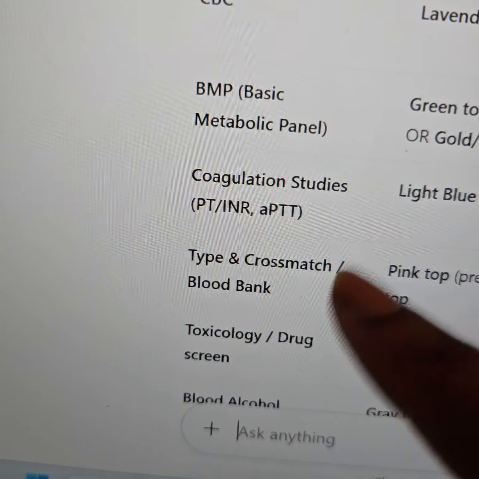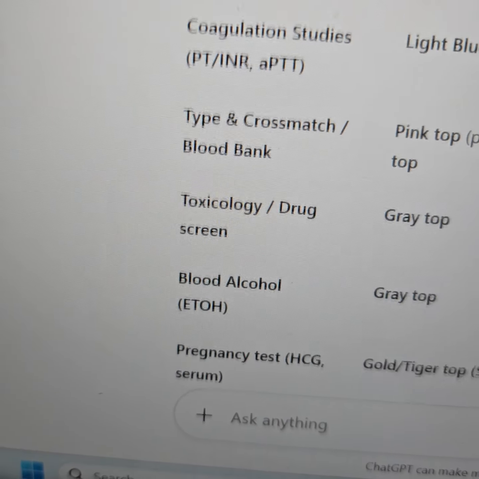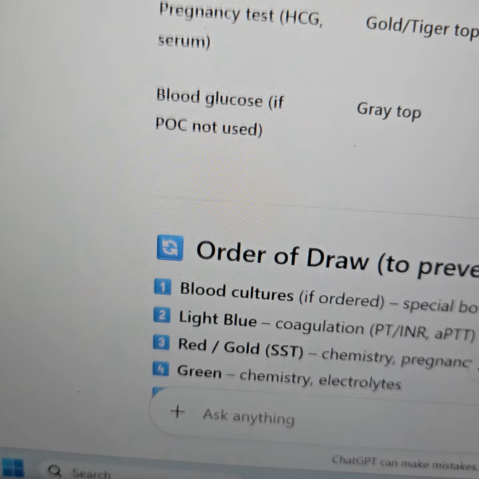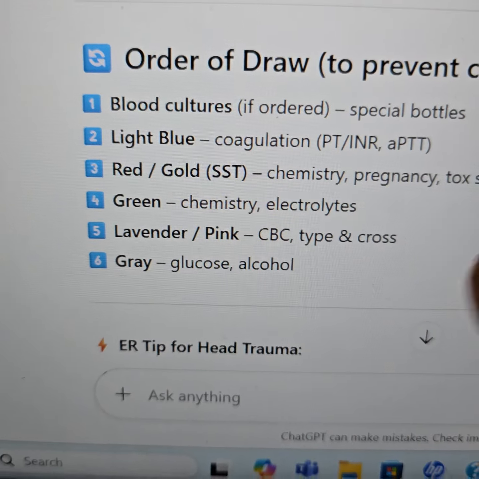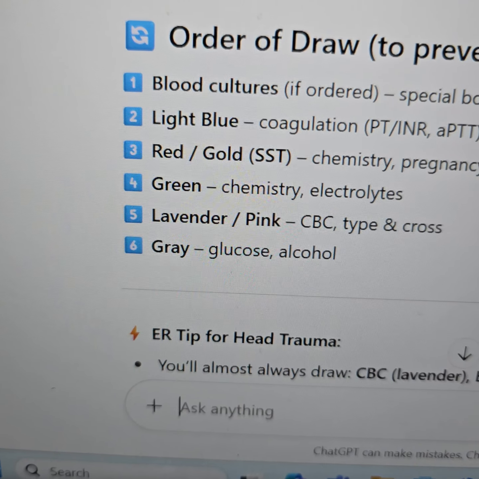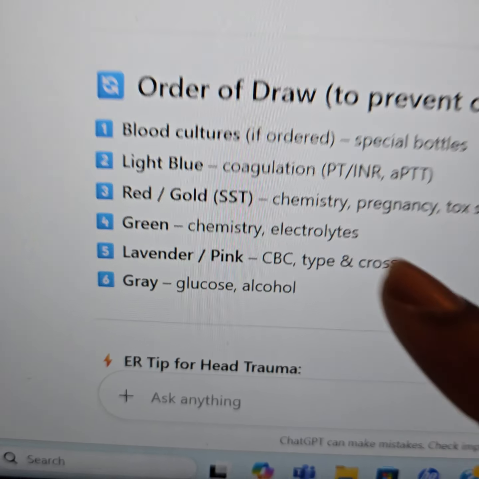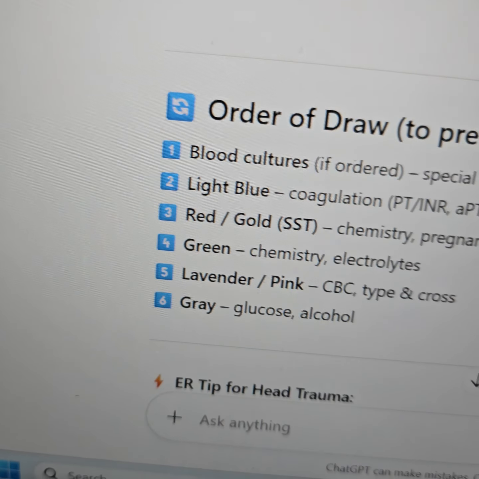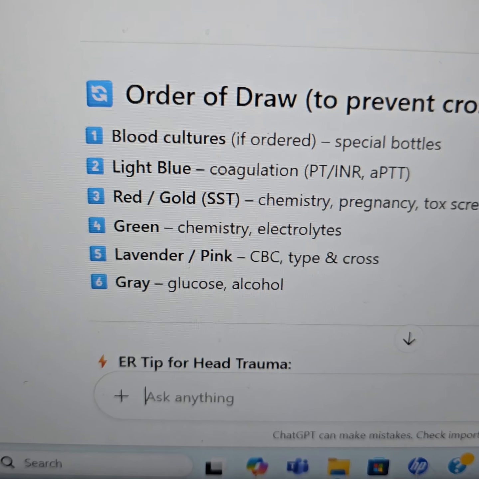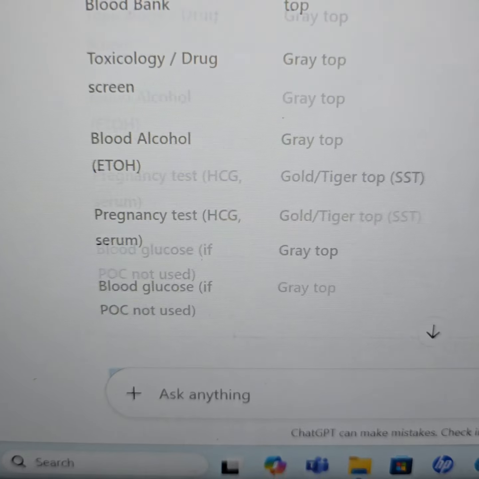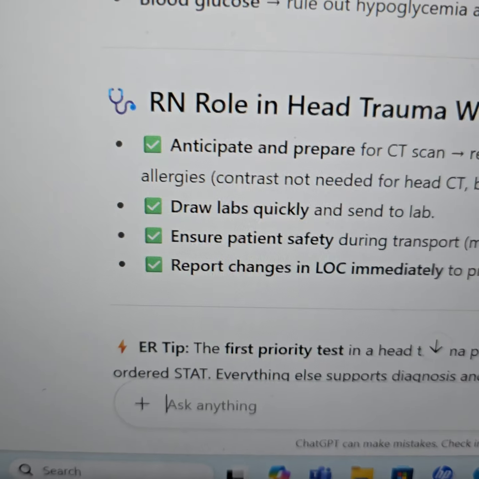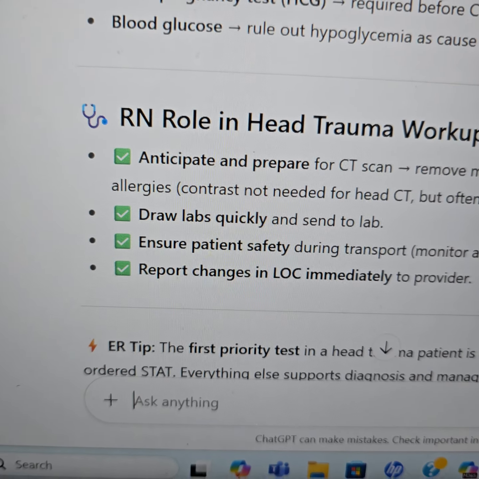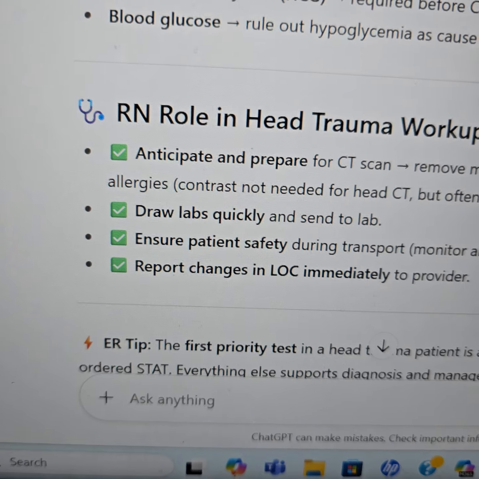And coagulation is a light blue. Cross match is a pink top tube. And it tells you gray top. It tells you the tubes and the order of draws. Look at that. RNs, you could take note of this so you don't have to bother MAs. I'm just playing. When you don't know something, it's going to tell you. This tool has so much information and it's packed with resources. You don't have to sit there anymore and scratch your head.